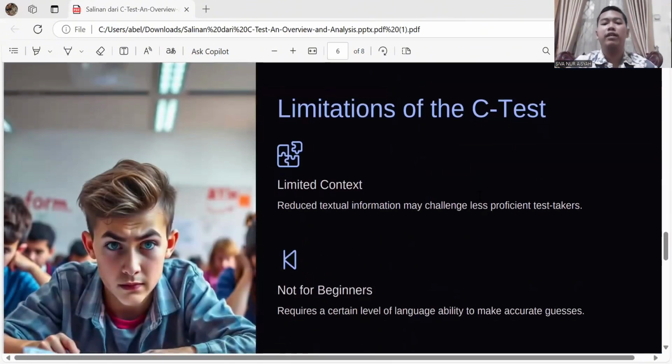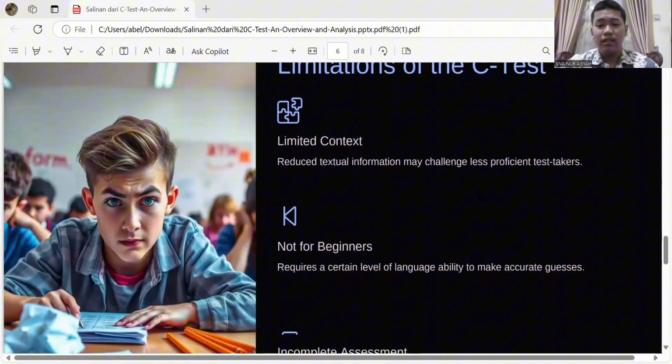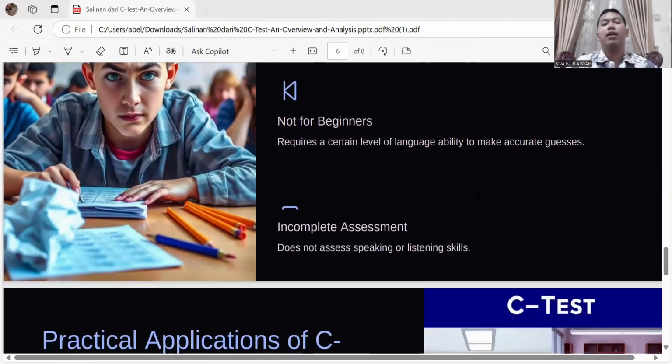Limitations of the C-test. Limited context: reduced textual information may challenge less proficient test takers. Not for beginners: it requires a certain level of language ability to make accurate guesses. Incomplete assessment: it does not assess speaking or listening skills.